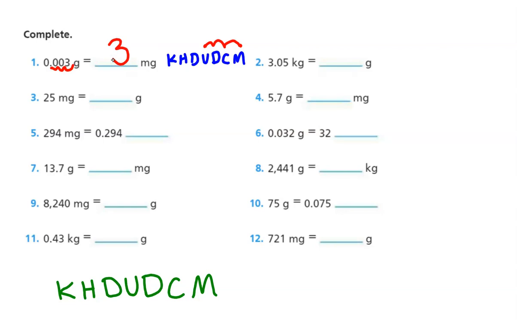Think about what that means. 0.003 grams is like nothing. Super, super teeny tiny. So because of that, it makes sense that my number of milligrams is really small because milligrams are already really tiny to start.